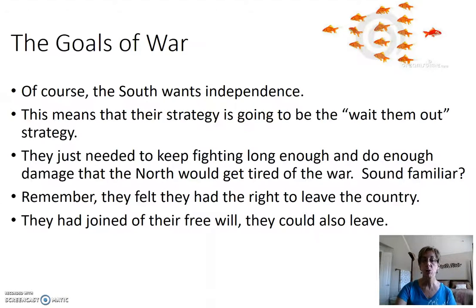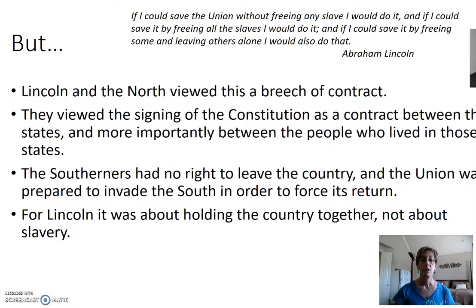They feel like they have the right to leave the country because they've joined up of their free will, just as if you join a group at school, you can leave it. And that's how they felt that joining the country had been for the states. The states joined up because they wanted to, and now if they feel like leaving, they should be able to. Now, Lincoln in the North, Lincoln's picture is cut off over here, but his quote is not, and the quote is the important part.